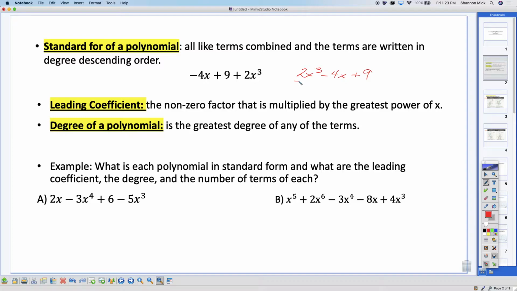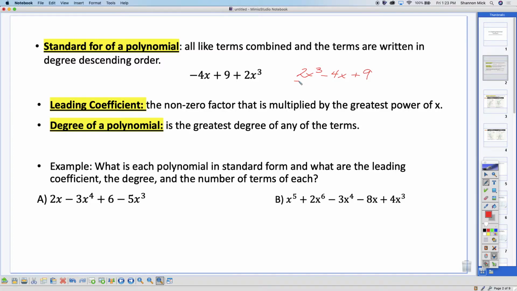The degree of the polynomial is the greatest degree of any of the terms. So it doesn't have to be in standard form to be able to tell me the degree, but is it easier to tell me the degree if it's in standard form? Yeah, because what's the degree of this polynomial? 3. Because that's the highest exponent. If you want exponent rather than the greatest degree, can you put exponent in there? Yes, it's the same thing.